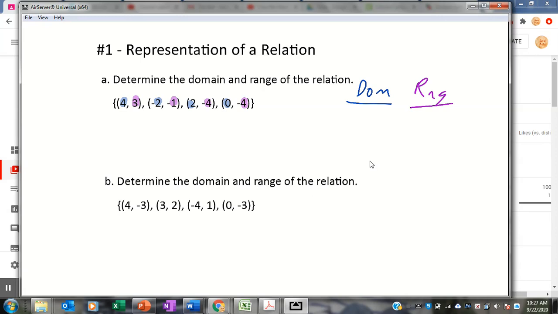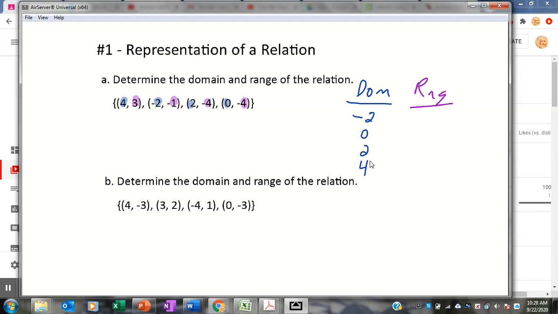And so listing the domains, it is going to be 4. Actually, I'm going to back up for a second. Let's start with the smallest and go to the biggest. So we're going to have -2, then 0, then 2, and then 4. As a side note, if you have a repeated x value, you do not need to list it more than once under the domain.